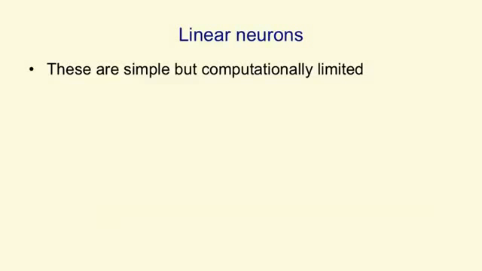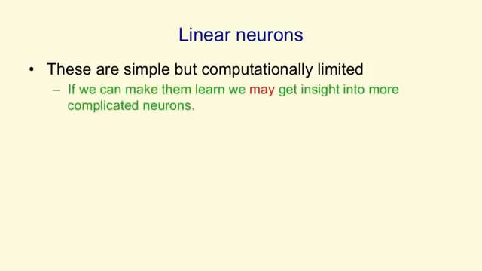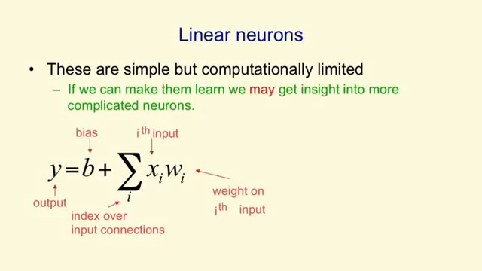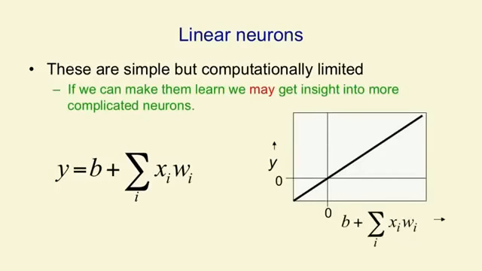The first kind of neuron I want to tell you about is the simplest. It's a linear neuron. It's simple. It's computationally limited in what it can do. It may allow us to get insights into more complicated neurons, but it may be somewhat misleading. So in a linear neuron, the output y is a function of a bias of the neuron, b, and the sum over all its incoming connections of the activity on an input line times the weight on that line. That's the synaptic weight on the input line. And if we plot that as a curve, then if we plot on the x-axis the bias plus the weighted activities on the input lines, we get a straight line that goes through 0.